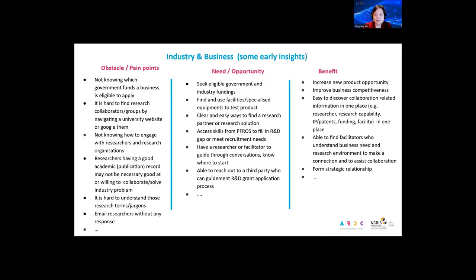And for industry and business, their pain points include not knowing which government funding they are eligible to apply for. And it's hard to find research collaborators and groups. And also cultural things, not knowing how to engage with researchers and research organizations. And some researchers have a good record in research, but not necessarily willing or wanting to collaborate with industry. And when industry people reach out to researchers, it could lead nowhere. So that's the pain points facing industry and business.